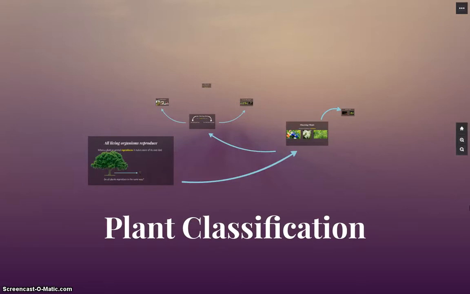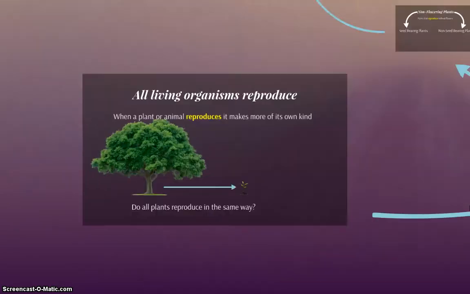Today we're talking about plant classification. That's just how scientists group living organisms. One way you can group them is by how they reproduce. So let's take a look at some ways plants reproduce.